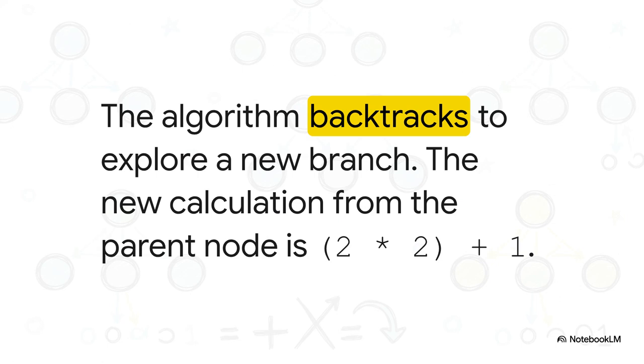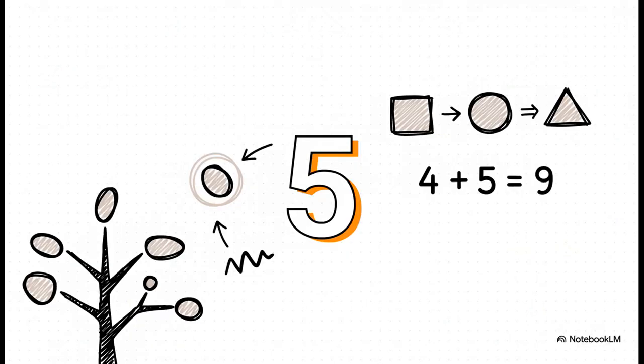Okay, so what happens now? The algorithm is smart. It backtracks. It goes back up to that node where our number was 2, but this time we're going to explore its right branch, which has a 1. So our new calculation is 2 times 2 plus 1. And that gives us 5. That's our second leaf, so we add that to our total. We had 4, so now we're at 9.